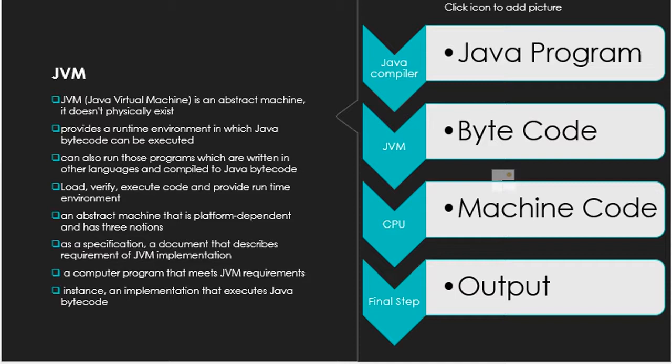Third and last one is the instance, that is an application and implementation that executes Java bytecode. So this is all about the JVM, by which we can run our program on any platform. Next one is just-in-time.